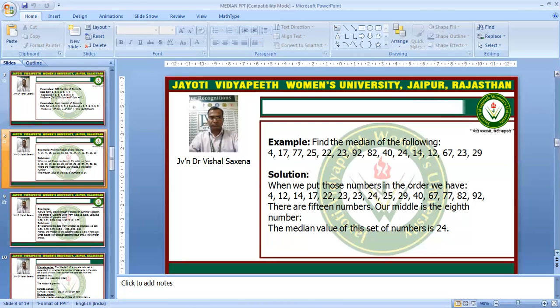Our middle is the 8th number. There are 15 numbers, which is an odd value, and the question is from the individual series because the frequencies are not given. So we have to apply the formula for an odd number of data. The median is given by the (n plus 1) upon 2th item, and this is 24.